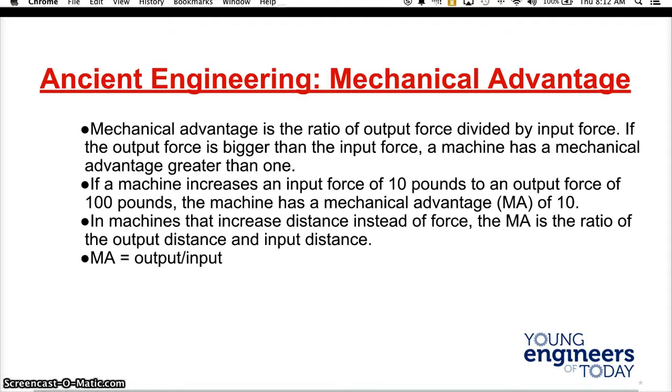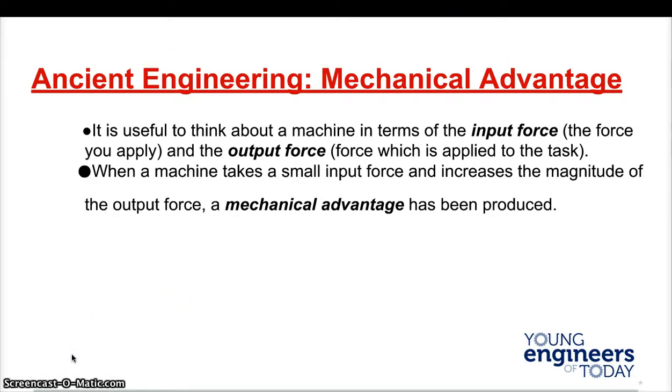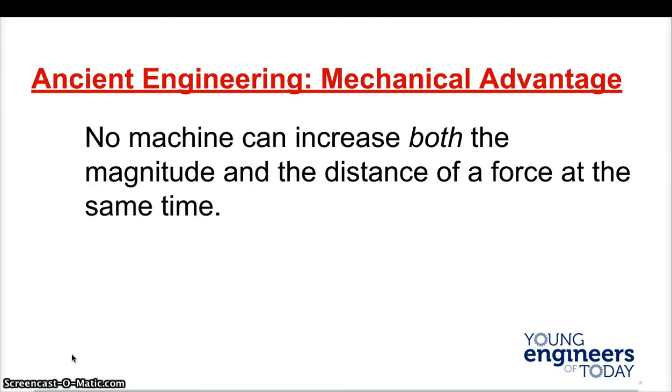Mechanical advantage is the ratio of output force divided by input force, and if the output force is bigger than the input force, the machine has a mechanical advantage. This equation looks like output divided by input. It's useful to think about a machine in terms of input force, the force you apply, and the output force, which is applied to the task. When a machine takes a small input force and increases the magnitude of the output force, once again, we get our MA. Now, trade-offs. No machine can increase both the magnitude and the distance of the force, one or the other.